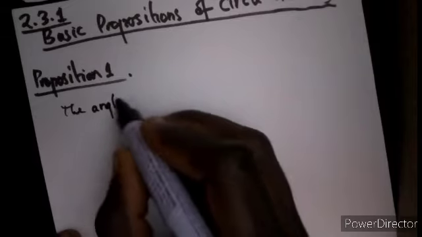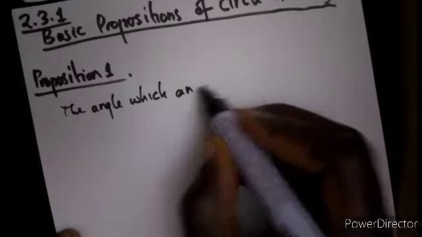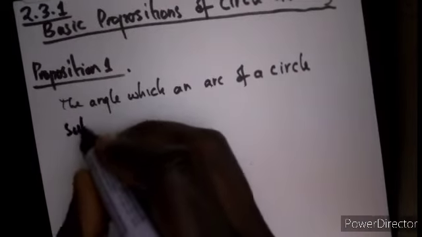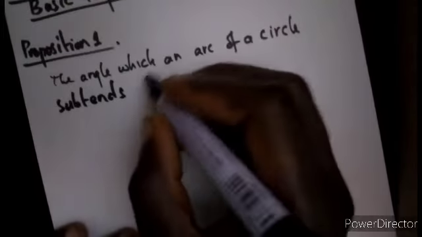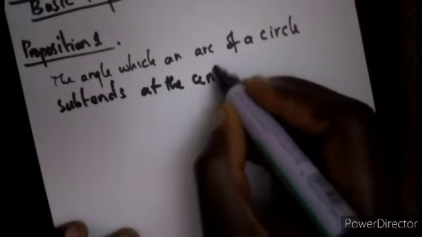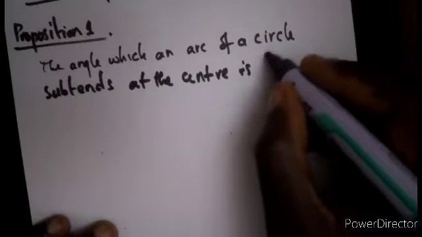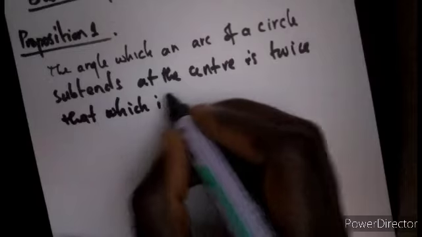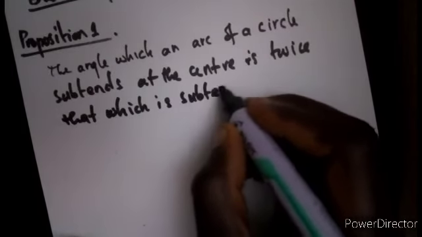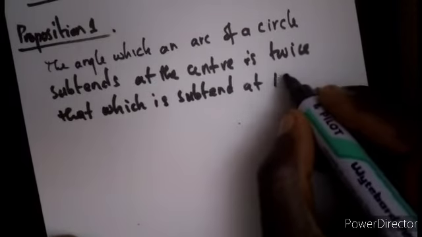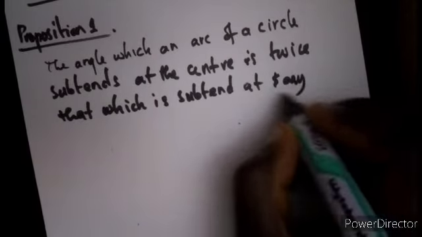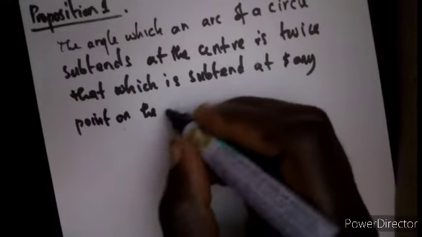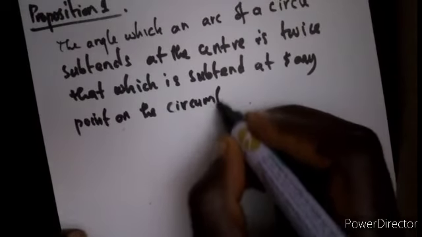the angle which an arc of a particular circle subtends at the center is always twice that which is subtended at any point on the circumference.